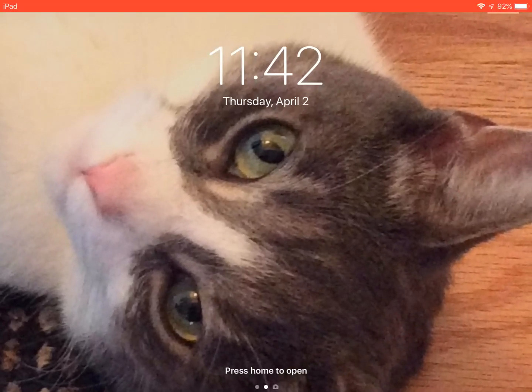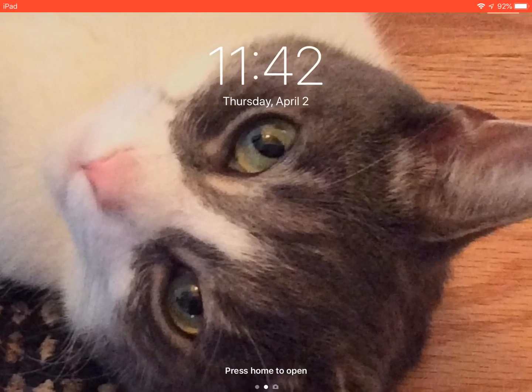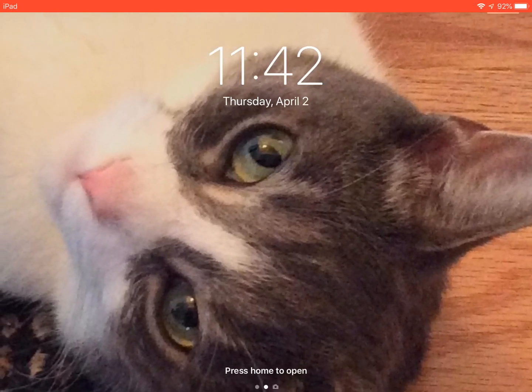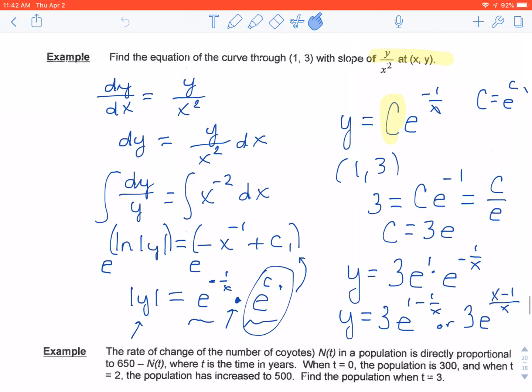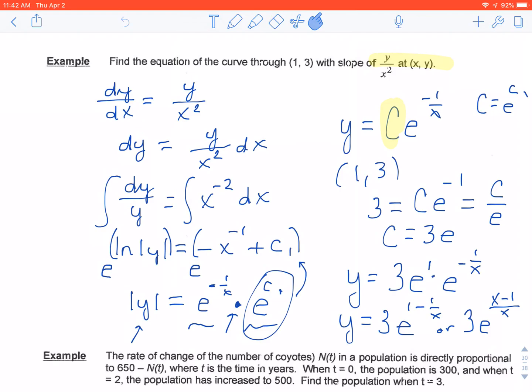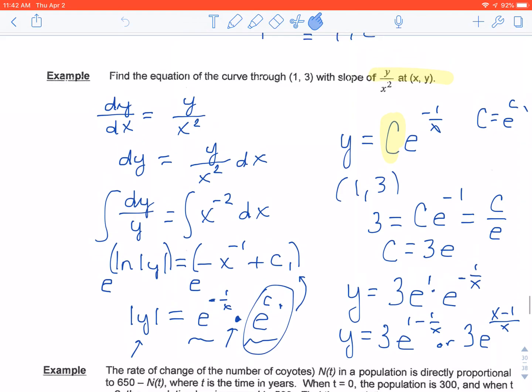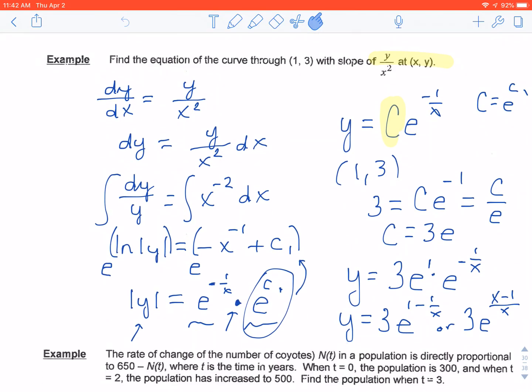Okay guys, I'm going to do the video for day 2. I'm not quite sure why it didn't come out because I recorded it once, but we're going to do it again. Okay, so we are in your packet on page 28, and we are going to find the equation of the curve through (1, 3), given that slope.